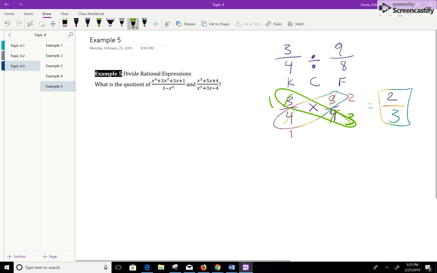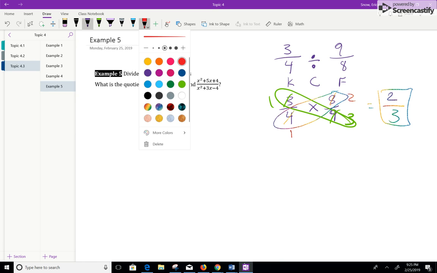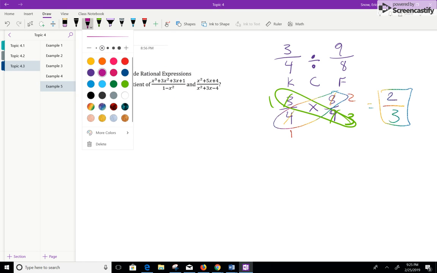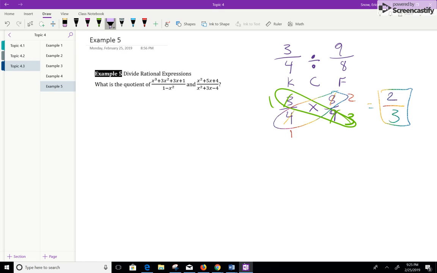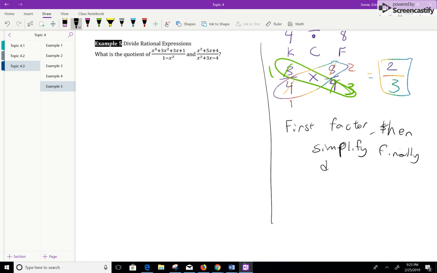Now, all of that being said, I'm trying to get some other colors here. The rainbow always just kind of throws me off. So all of that being said, we're going to apply the same principle to our division. Except in this case, we're going to say first factor, then simplify, finally divide.